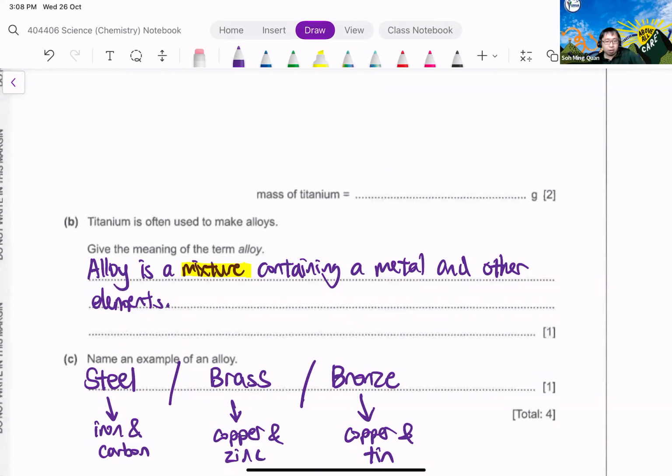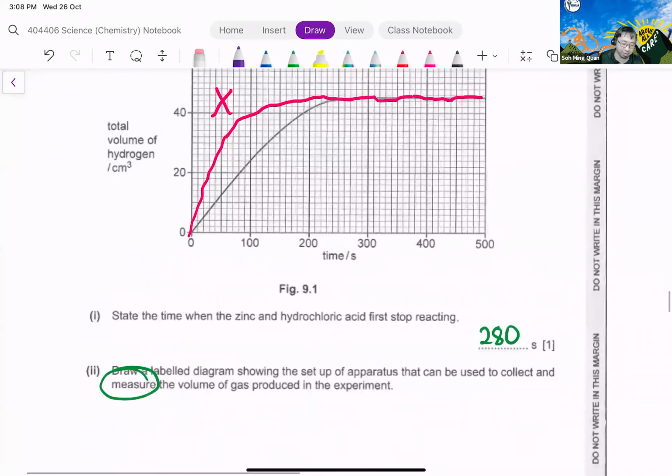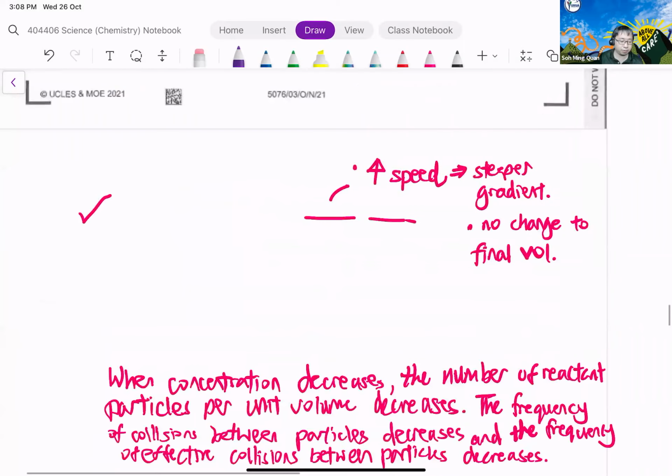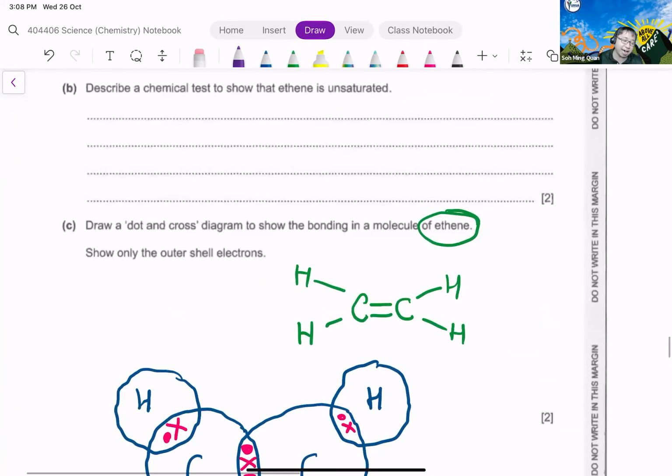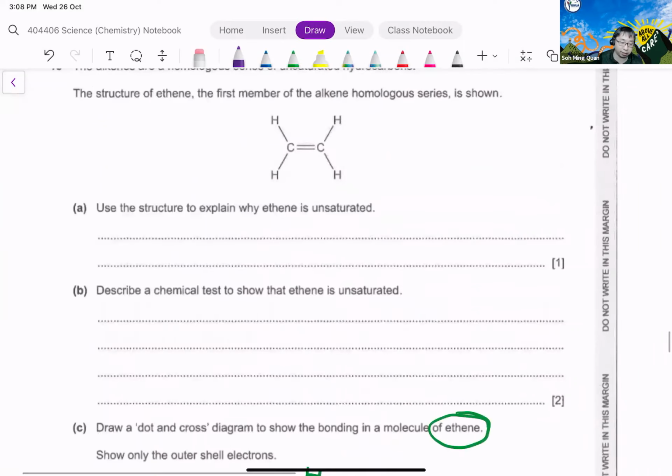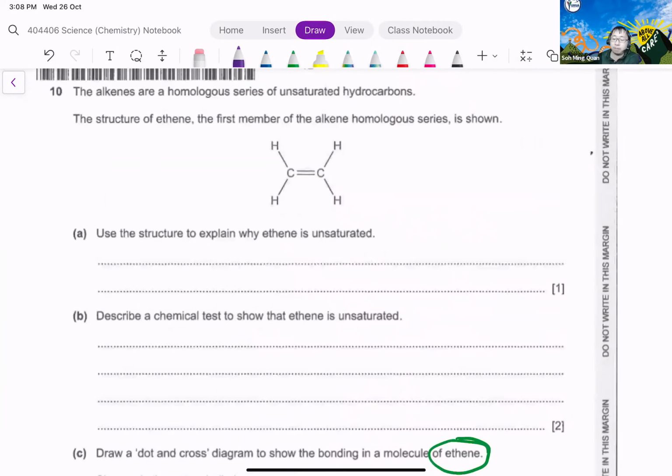Okay, so let's move on. Let's go straight to question 10, because question 9, I think we have gone through in class before, briefly. Now, question 10, we have actually gone through parts of it. But let's start with question 10A. All right, so you're given the structure of ethene, and you're asked to use the structure of ethene to explain why it's unsaturated. I think this is easy, right?